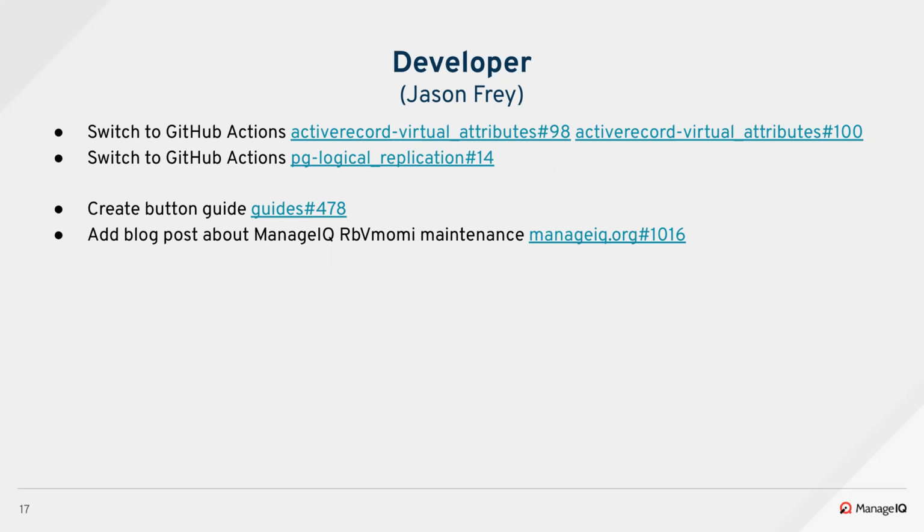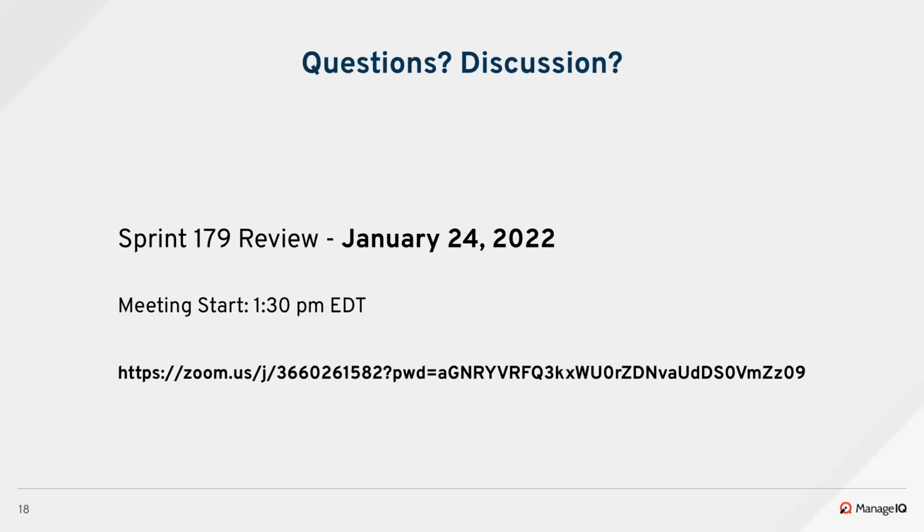And finally, Adam added a blog post about our maintenance of the RBVMOMI gem. VMware has stopped supporting the RBVMOMI gem, and so we've taken up maintenance on it and released it as RBVMOMI 2, including support for newer versions of Virtual Center and some other things that have been missing. So that blog post went out to let the community know, and we're looking forward to see if VMware will endorse it in the near future. And that's it on the developer side.